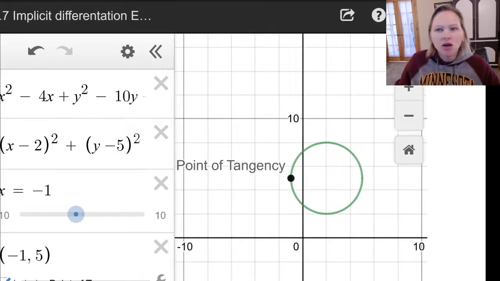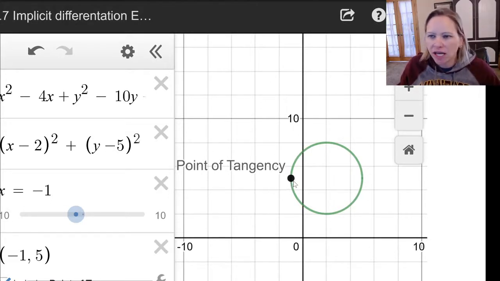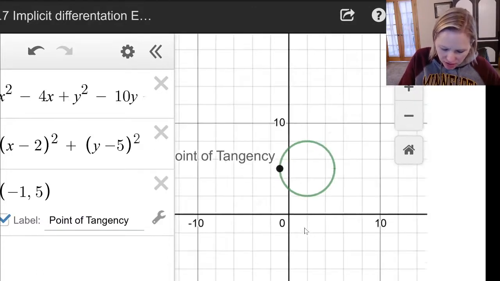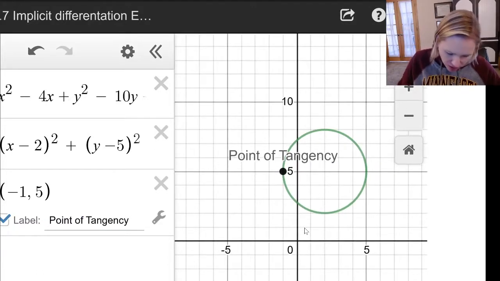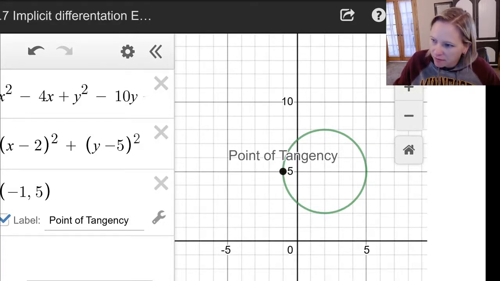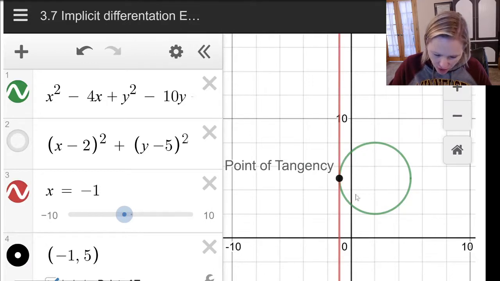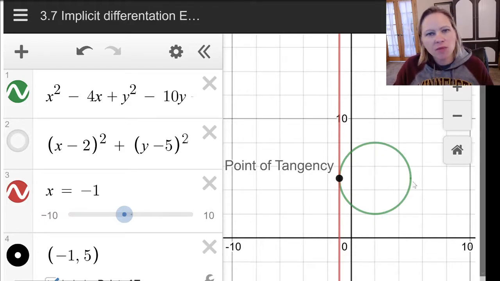if I were to guess based on this graph, what kind of a line would be tangent at this black dot, you might be thinking to yourself, well, gee, it kind of looks like it might be a vertical line. So let's see what happens when I put a vertical line in there. And sure enough, this red vertical line sure does appear to be tangent to the circle at x equals -1. So let's make a prediction.